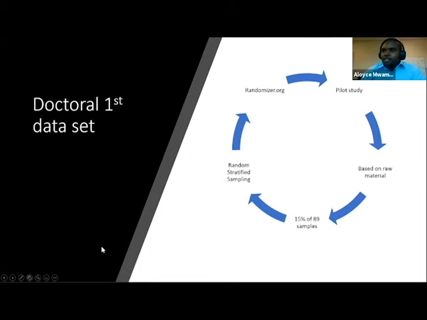As I've said before, this is the first data set of my doctoral work. I started by sampling the materials using random stratified sampling, whereby I have a pilot study based on raw materials. Out of those 89 raw materials, I decided to use 15%, so that I can include as many raw materials as possible from the samples I'm working with.